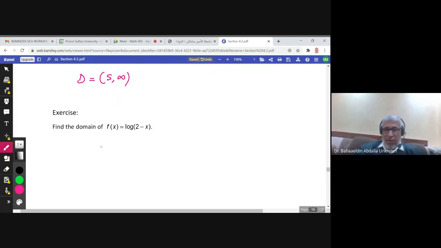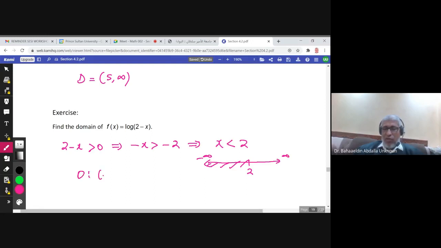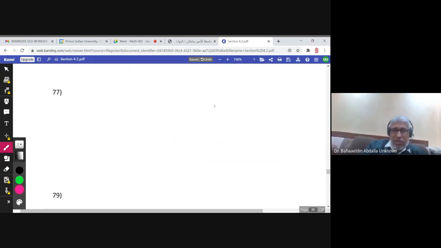What about the domain of this function, log? So 2 minus x, which is inside the log, should be greater than 0. So negative x is greater than negative 2, if you take 2 to the other side. And then if you multiply by negative 1 or divide by negative 1, you have to change the direction of the inequality. So x would be less than 2. So if this is 2, the graph is here. And this is negative infinity, and this is infinity. So the domain would be from negative infinity up to 2 open, because 2 is not included. So this is about the domain.